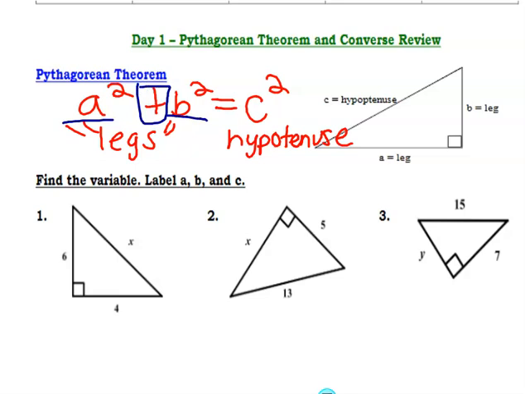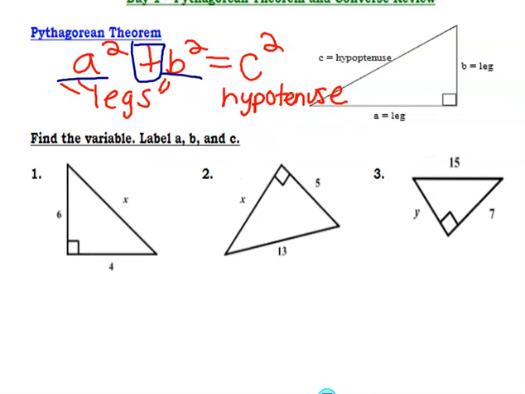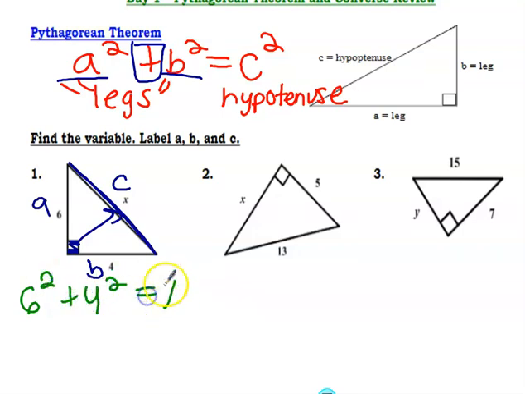So let's solve these, 1, 2, and 3. And let's go. All right, so A and B, and we will have this be C. This is the longest side. It is across from the 90-degree angle. So making these kind of notes is very helpful. So 6 squared plus 4 squared equals x squared. We want to find out what that side is.